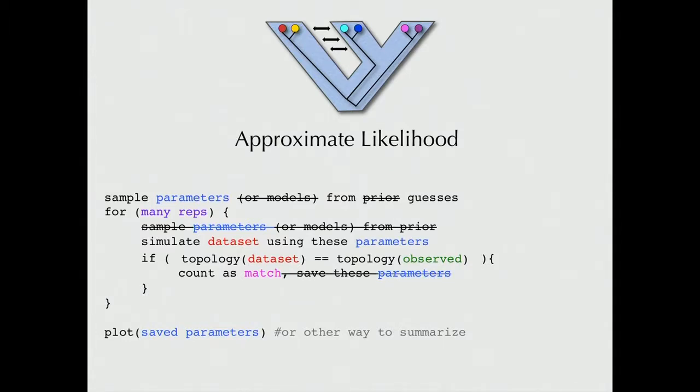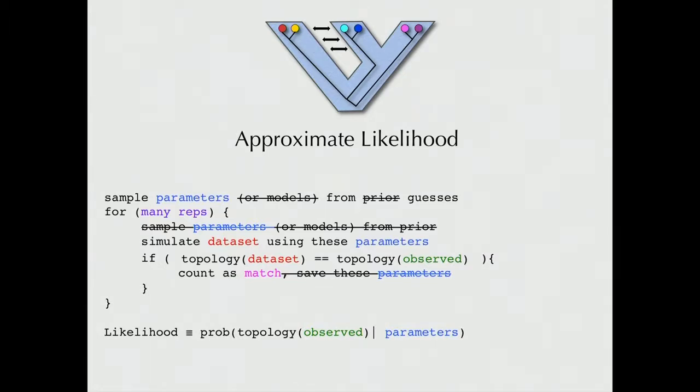And now, if that happens, we count it as a match. Okay. And then what we do to calculate likelihood is just the probability of getting our exact data given those parameters. Okay. So this is likelihood. Okay. What makes it approximate is we have to do these simulations.